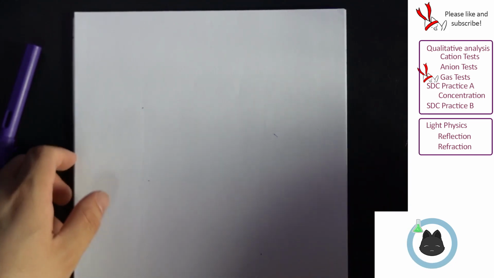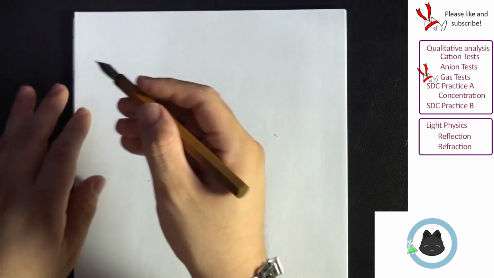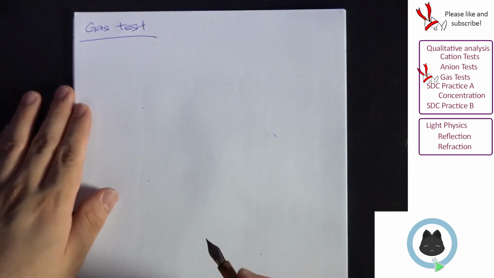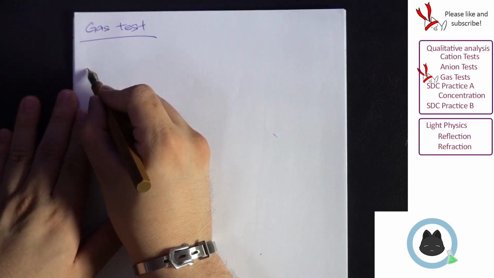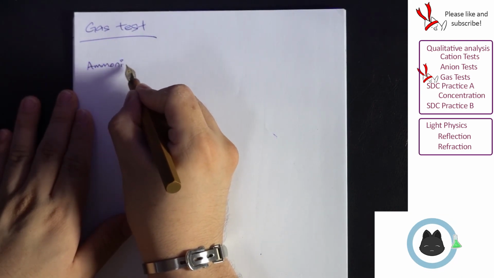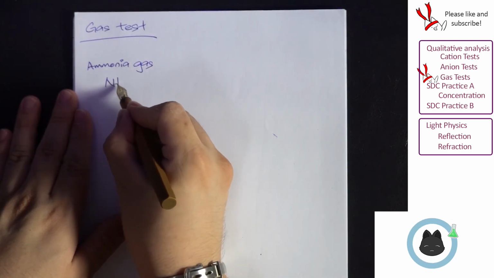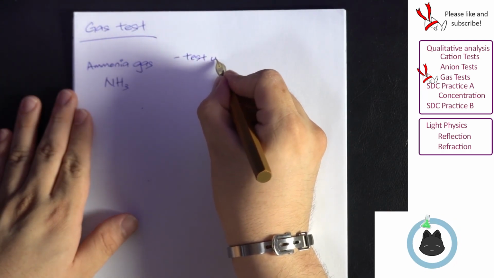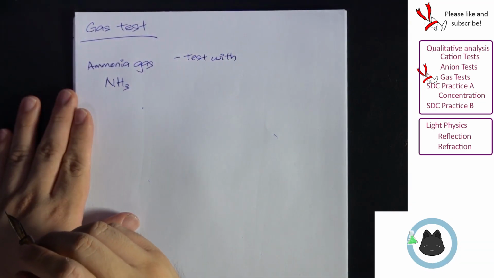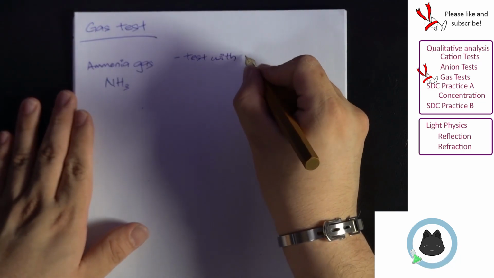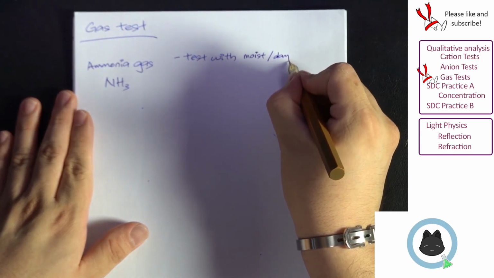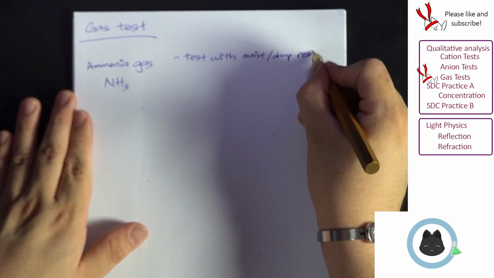Then the very last one is what we call a gas table. Technically, you already remembered half the table from different parts of the syllabus. It's called the gas test. It's how you test different types of gas. The first one is ammonia gas. How do you test ammonia gas? Litmus paper. Very good. Test with moist, either use the word moist or the word damp, red litmus paper.